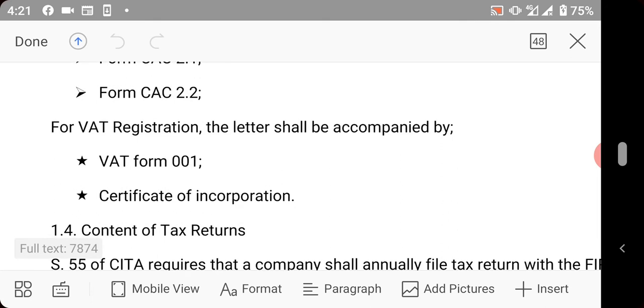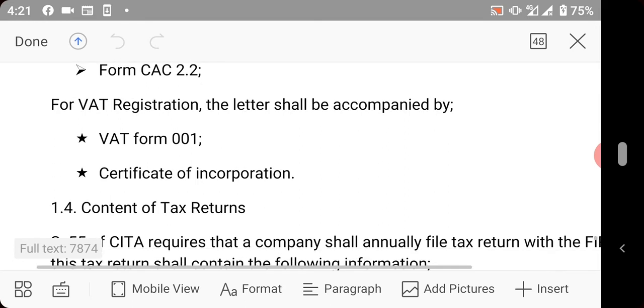So now, if you are registering for VAT, you must fill VAT Form 001. You also must provide the Certificate of Incorporation. Now, VAT Form 001 is the registration form for value-added tax.